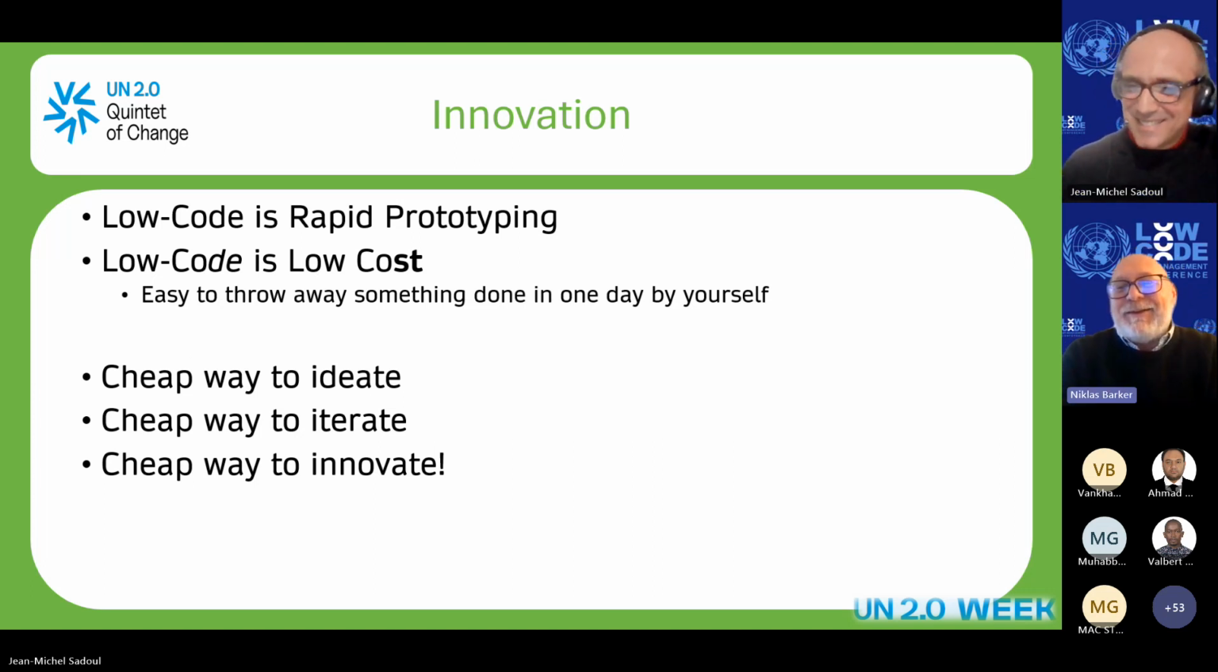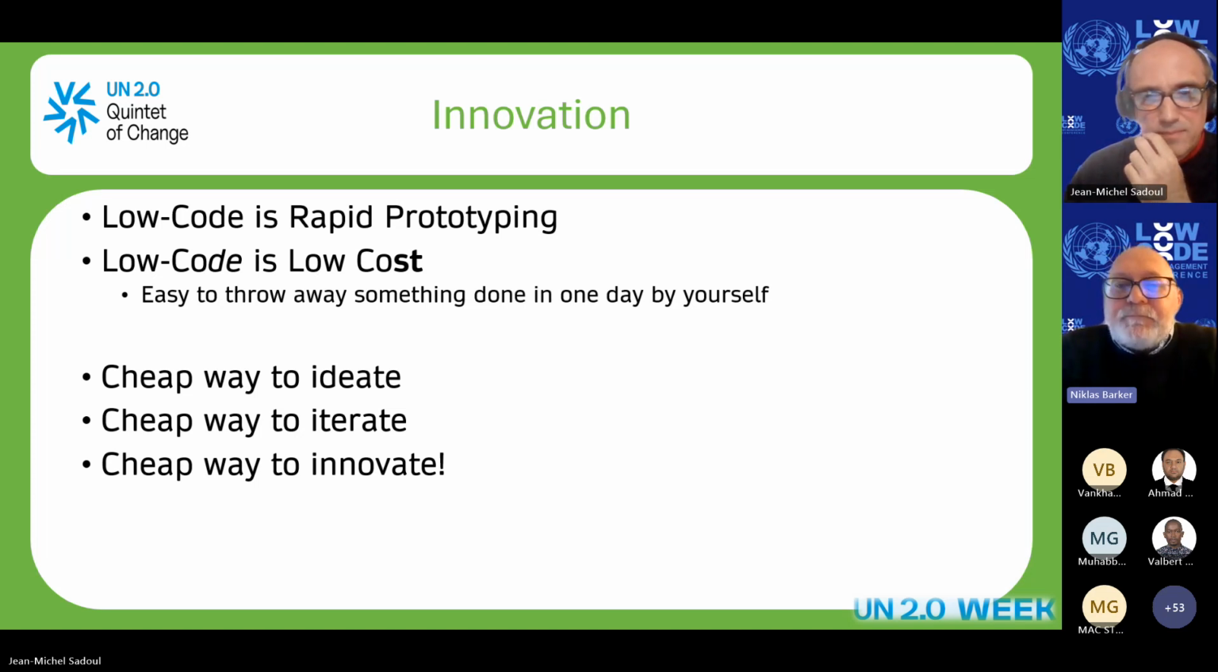Okay, so the aim of the UN 2.0 quintet of changes is to empower people and move faster. That's why low code is so powerful, because it's what we call citizen development. It puts the tools in your hands. It's not necessarily for IT staff, and that's the biggest misconception. So we use the tools, obviously, because it's easy and relatively straightforward to use.